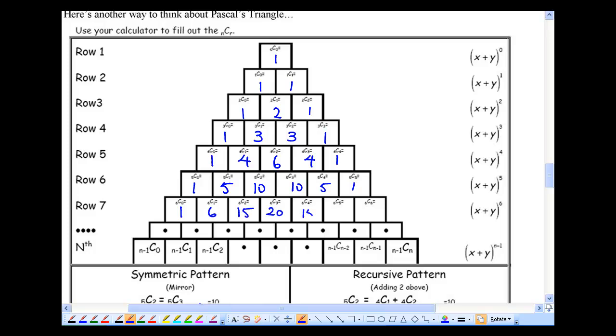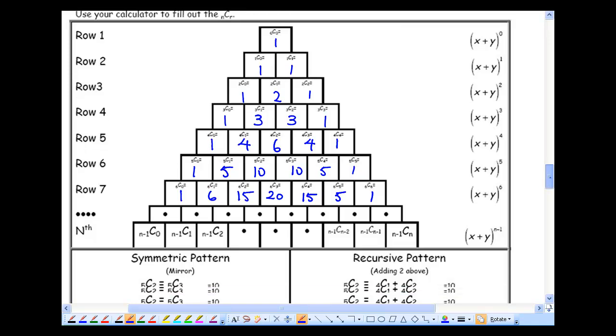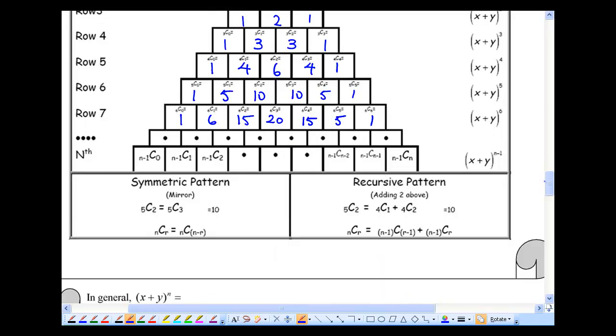So you've just built Pascal's triangle using combinations. And so I was asking you about those patterns. Well, here are two of them that you can kind of see. There's something called the symmetric pattern. So let's look closely at this row here for the symmetric pattern.